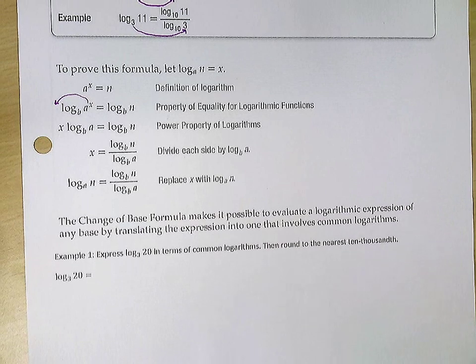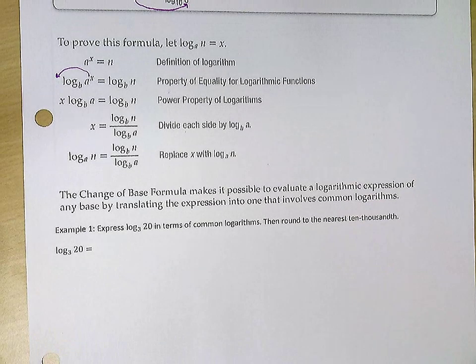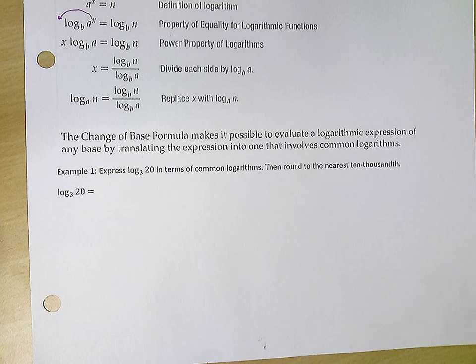So the change of base formula makes it possible to evaluate a logarithmic expression of any base by translating the expression into one that involves common logarithms. Since you cannot put any base into a scientific calculator, you can in a graphing calculator, but in a scientific calculator you cannot. The only one you have is log base 10. So we can change any log base to a log base 10, so that we can evaluate this log base 3 of 20.